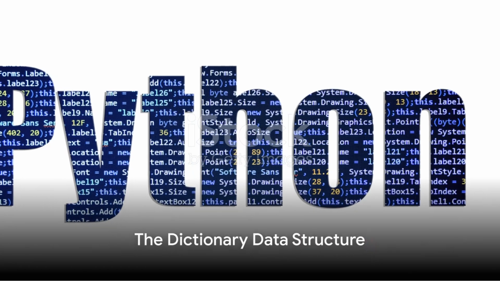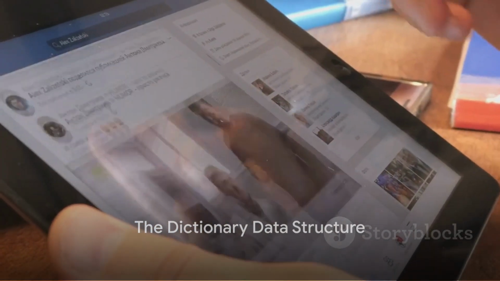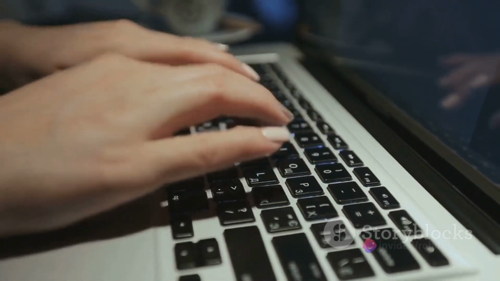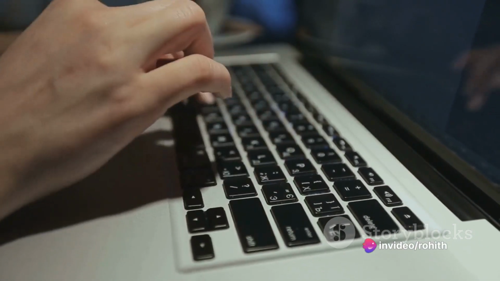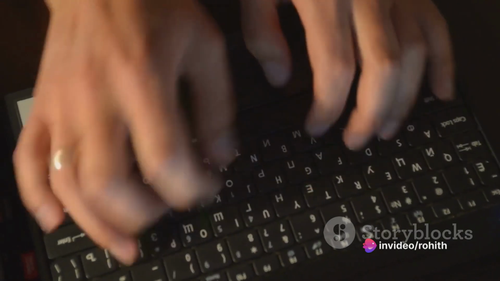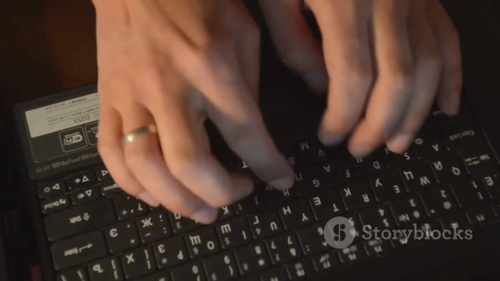Next up, we have dictionaries. Think of them as personal profiles storing key-value pairs. For example, a dictionary could store a person's name as John, age as 30, and city as New York. The key here is that each key is unique, just like each piece of information about a person.